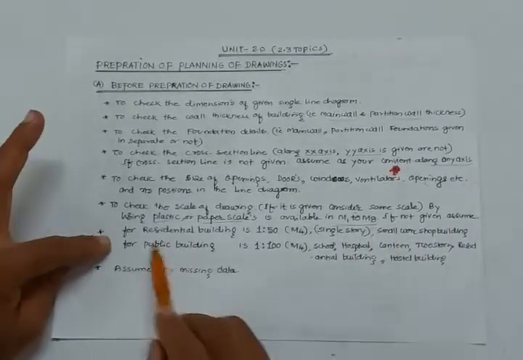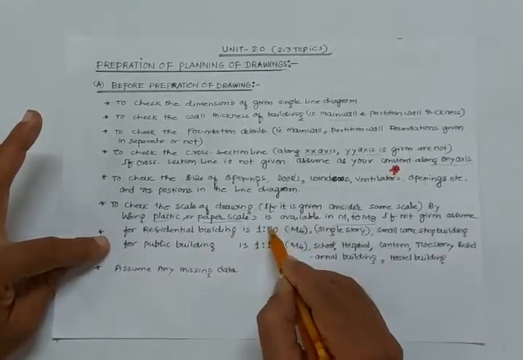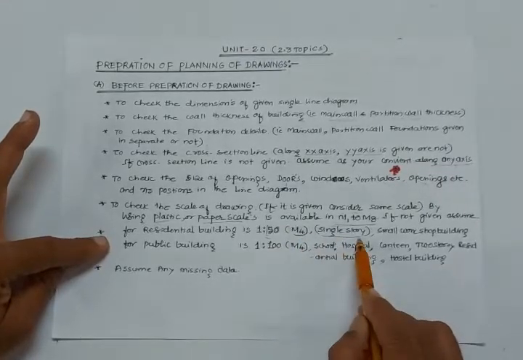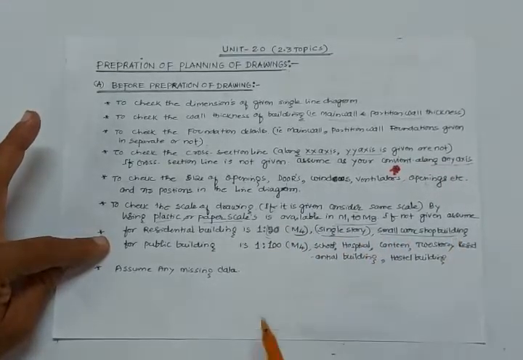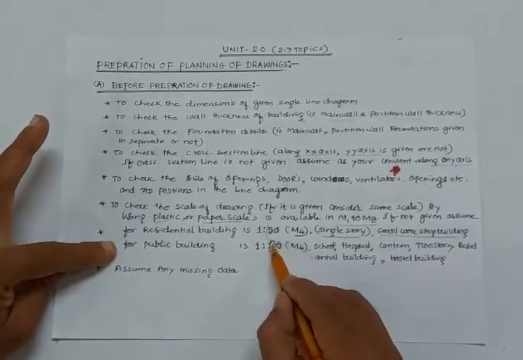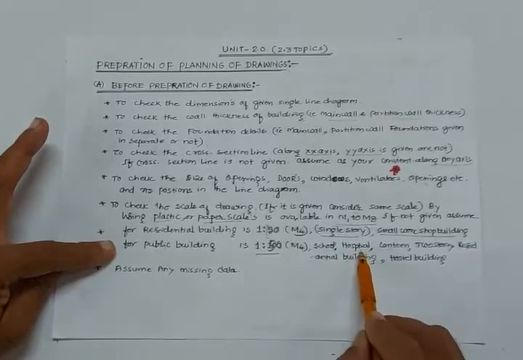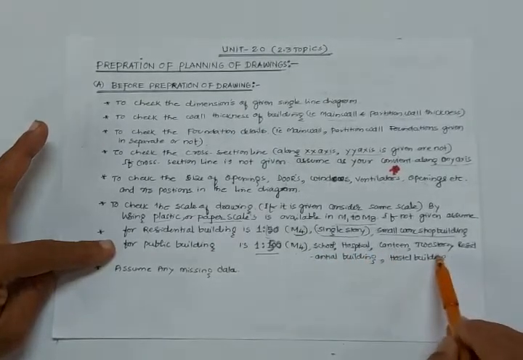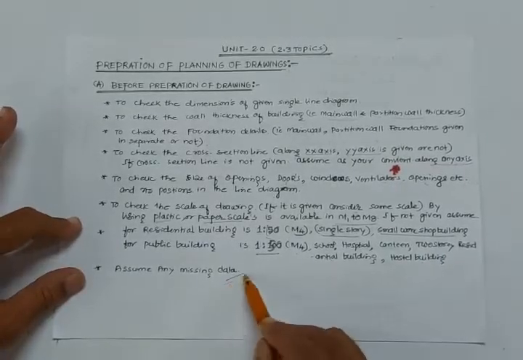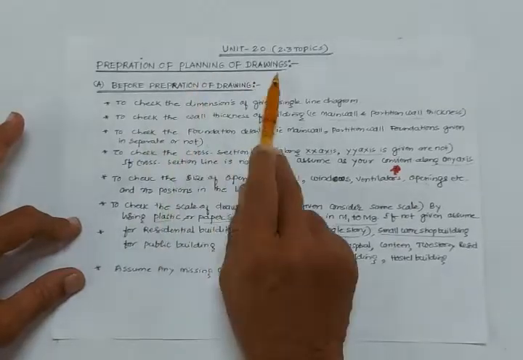And next one, for residential buildings, usually you have to consider 1:100 scale, that is the M4 scale, for single-story and small workshop buildings. And for public buildings, you have to consider 1:50. You have to consider the 1:50 M4 scale for school buildings, hospital buildings, canteen buildings, 2-story residential buildings and hostel buildings. Any missing data you have to suitably assume while preparing the planning of the drawings.